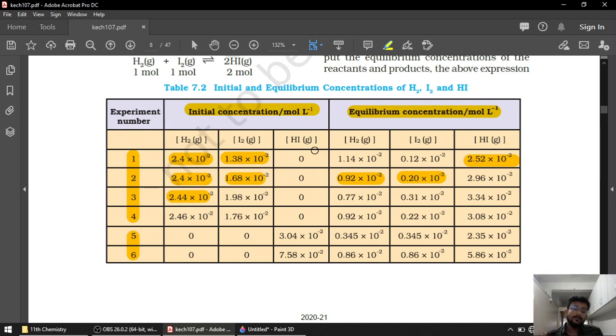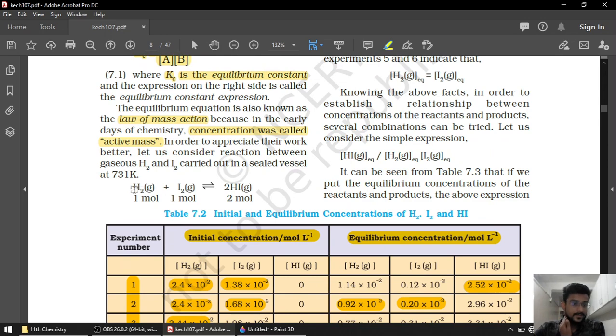Okay. Now let's discuss cases number 5 and 6. In these they take the reverse reaction. That means the initial concentration was of HI, and from this equal amounts of H2 and I2 are formed. Look at this, equal amounts of H2 and I2 are formed. So that was the experiment they have taken. Look at this, this was the reaction.